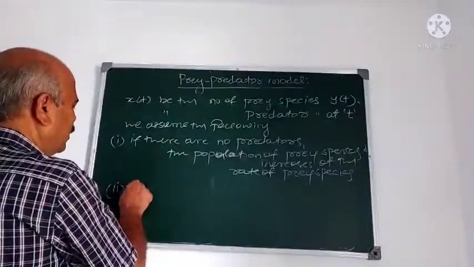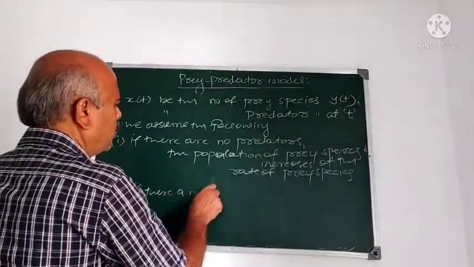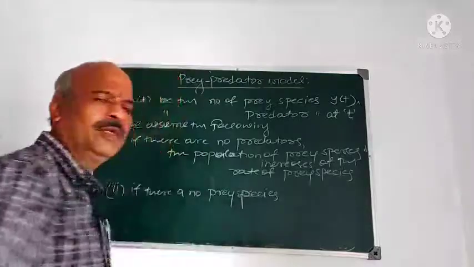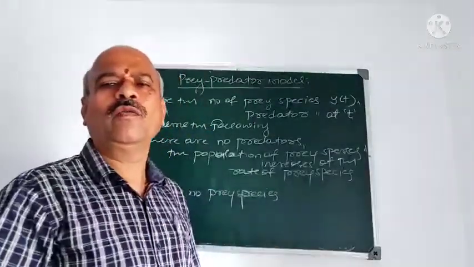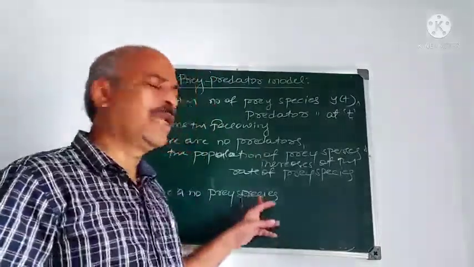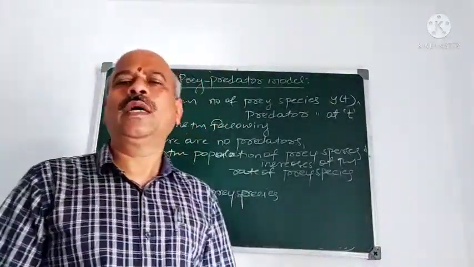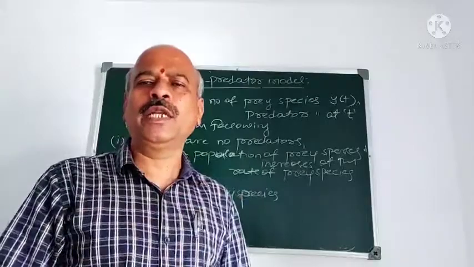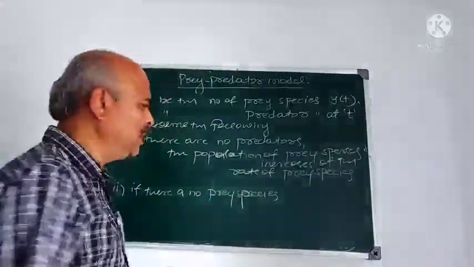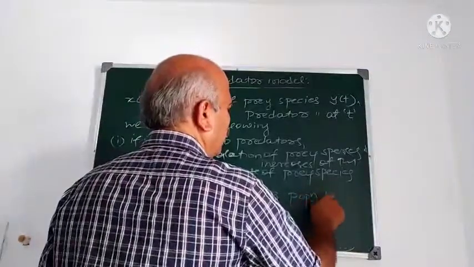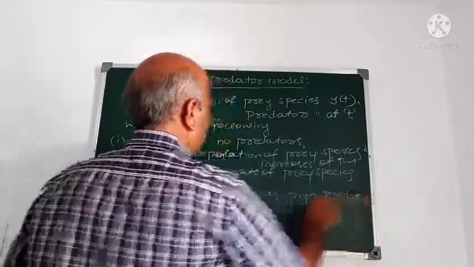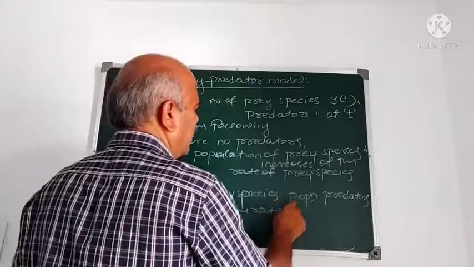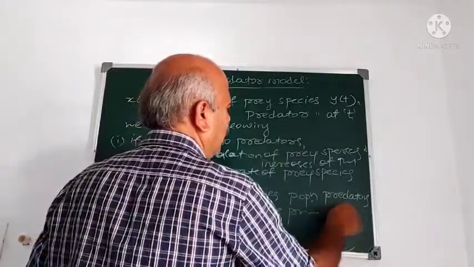Second, suppose there are no prey species. Then what happens? Predators will not have any food, and they will not survive. Their population decreases. At what rate does the population decrease? The population of predators decreases at a rate proportional to predators only.